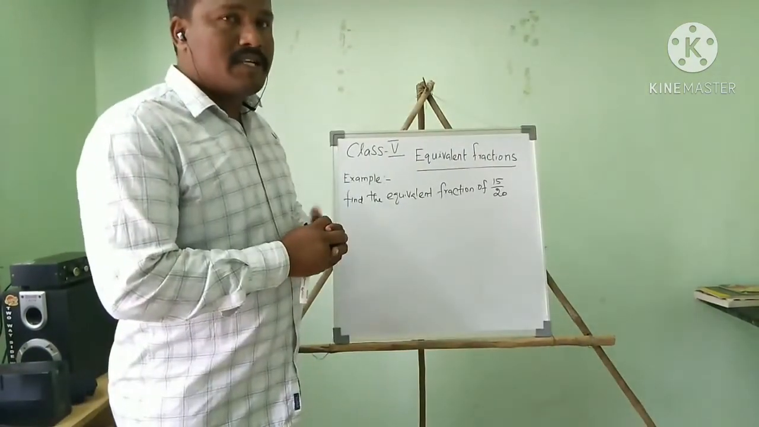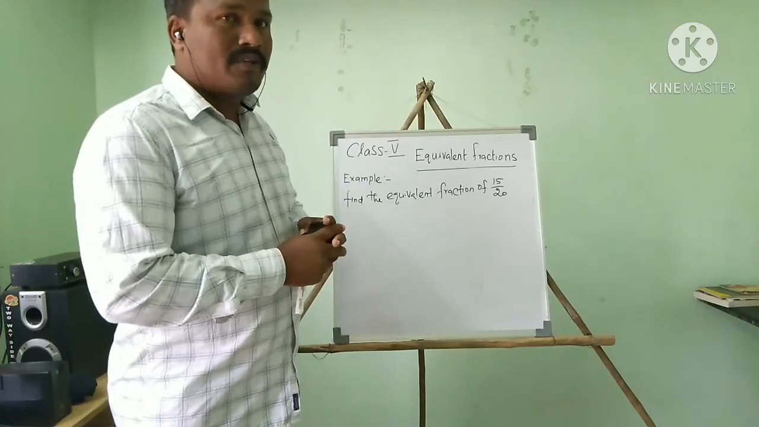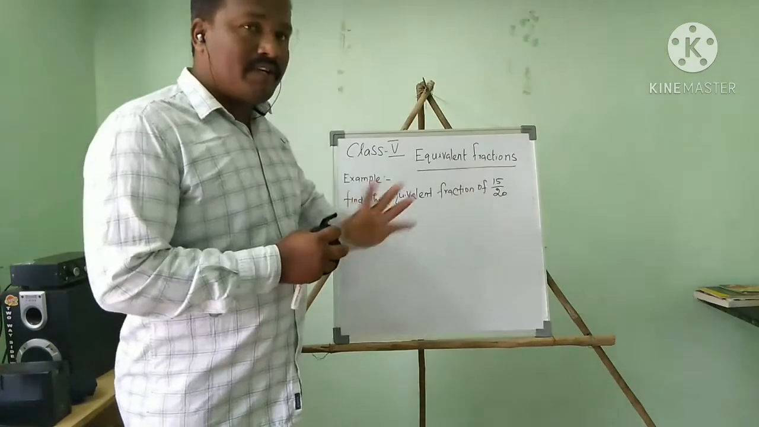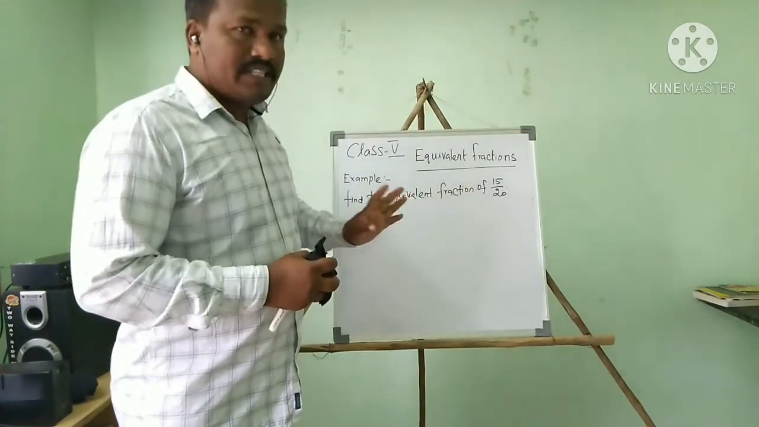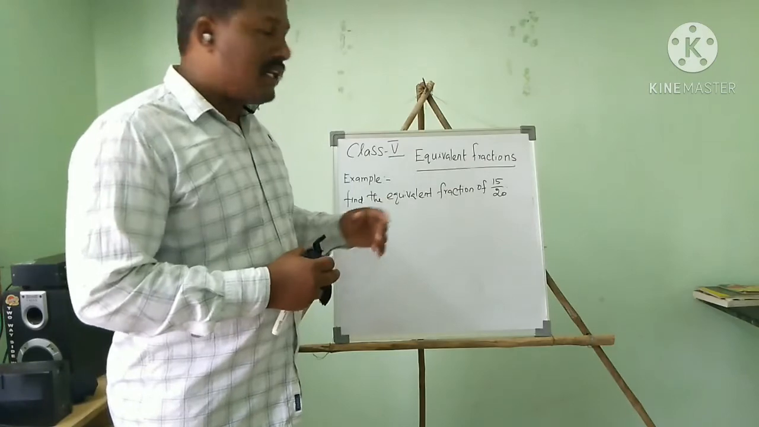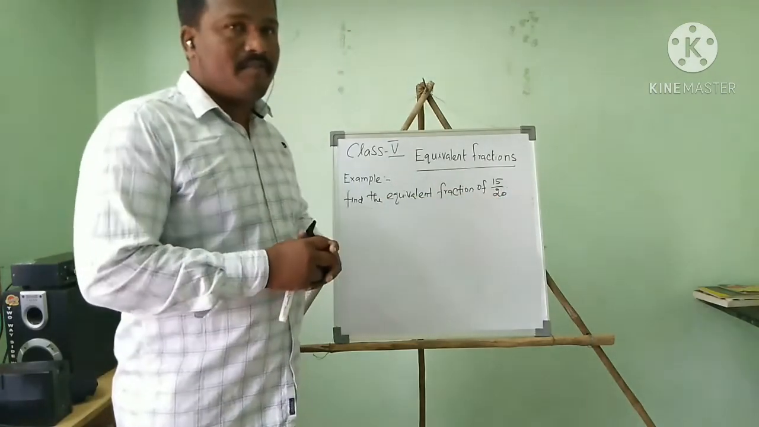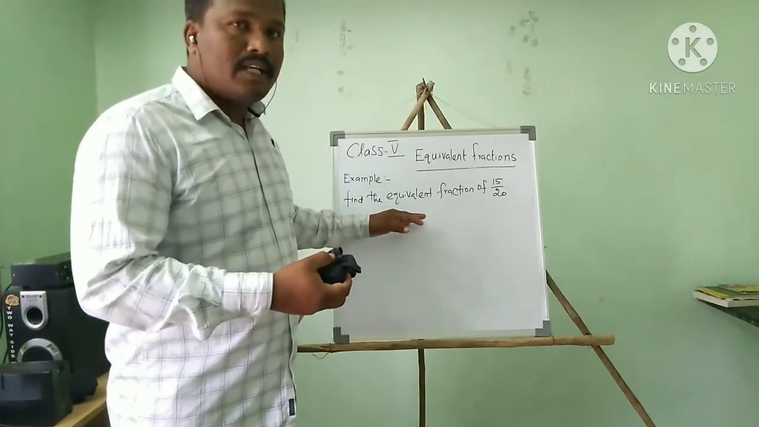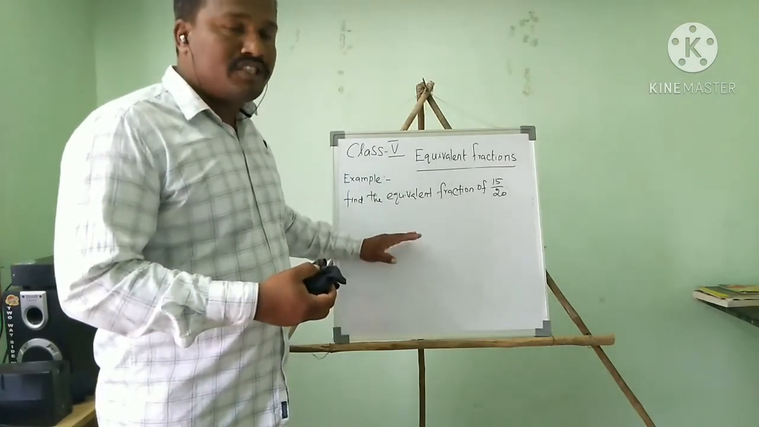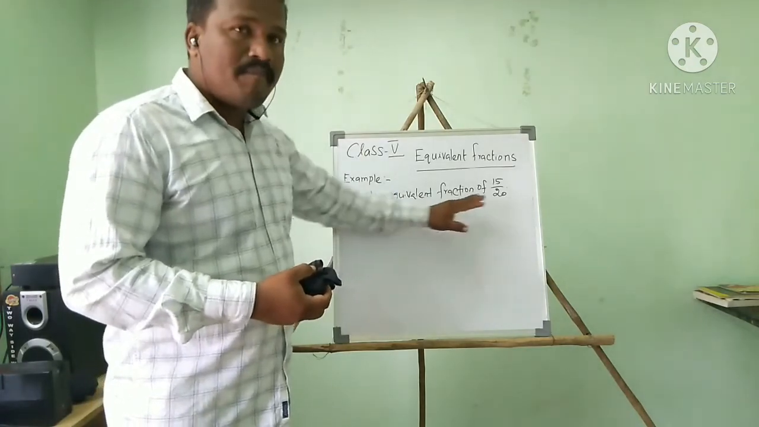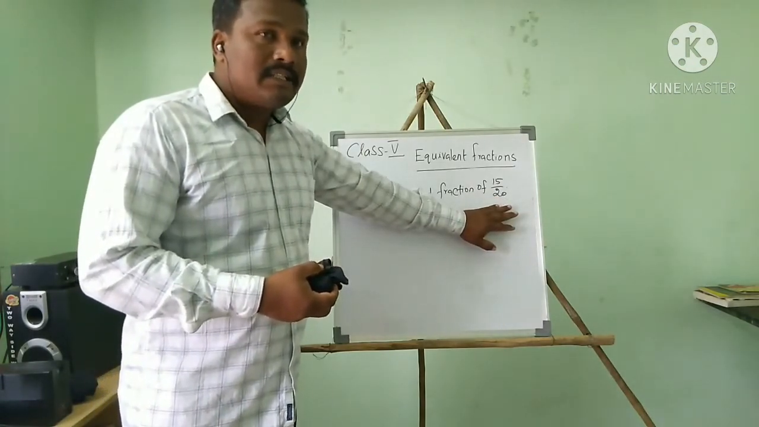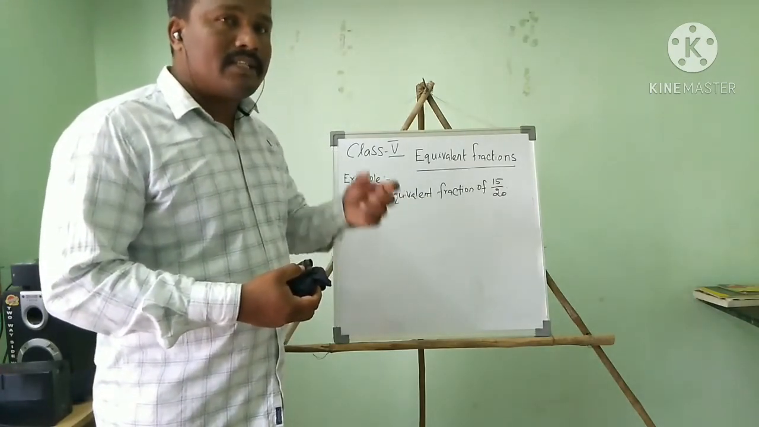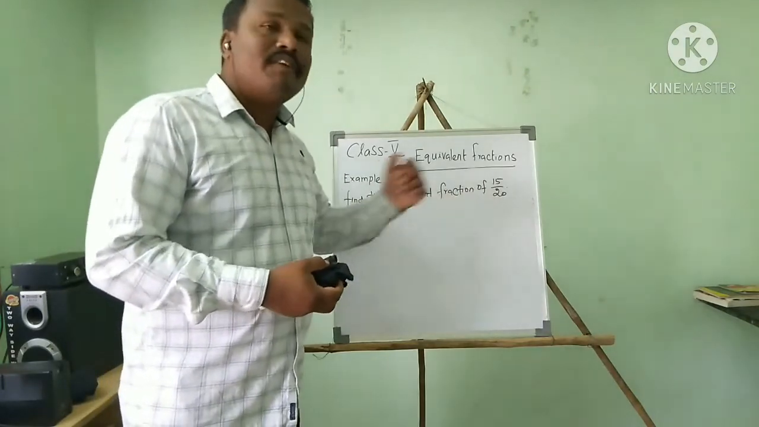Welcome students. Now we are going to talk about an important topic: find an equivalent fraction for the given fraction. 15 by 20 is a fraction, you know. Now we want to find the equivalent fraction of the given fraction. Before that, I will tell you the step by step procedure. First we have to find the highest common factor, HCF, of the given fraction. Then we have to take that HCF and use it on the given fraction.